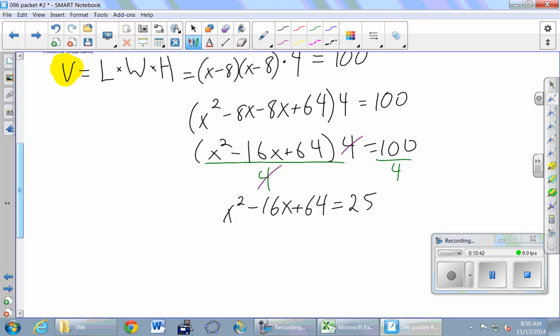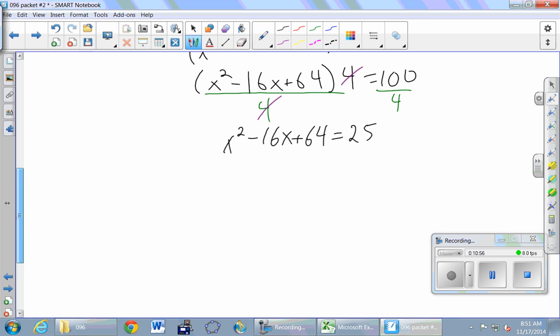Okay, and now it's really starting to look familiar because they've spent time solving equations that look like this. What's the first step? Yeah, we need to get 0 on the right-hand side, right? That's one of our big steps for solving these kinds of equations. So let's subtract the 25 from both sides.